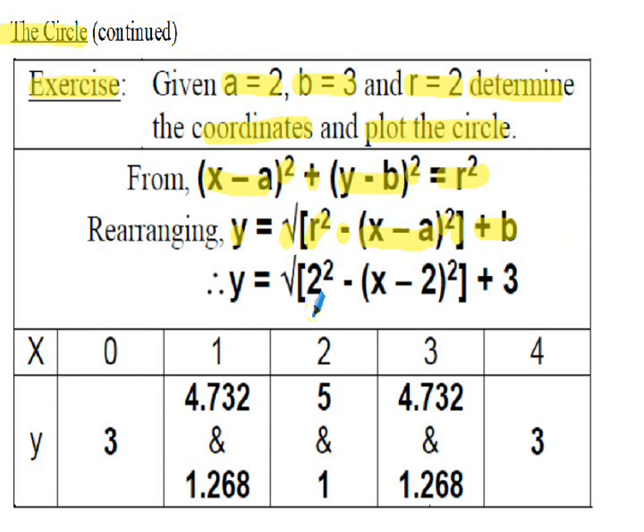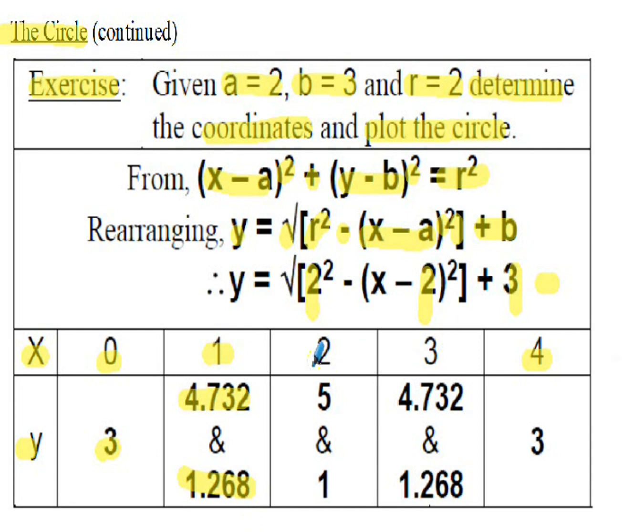We're given in the question that the r value is 2 in this case, the a is 2, and the b is 3. Now we can work out our coordinates. We're given the values of x from 0 to 4. All we do is put these values into the equation for y and find the values of y. So in this case, when x is 0, y is equal to 3. There's only one value in this particular case. But when you put the value of 1 in the equation, you will find there are two values of y in this particular case because of the square root of the square bracket above.